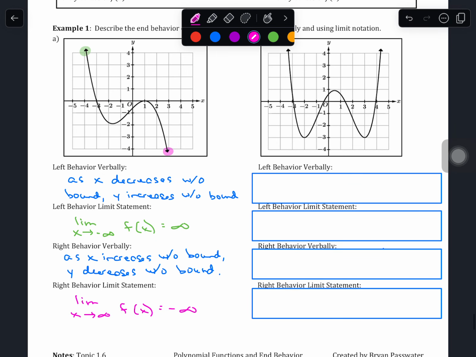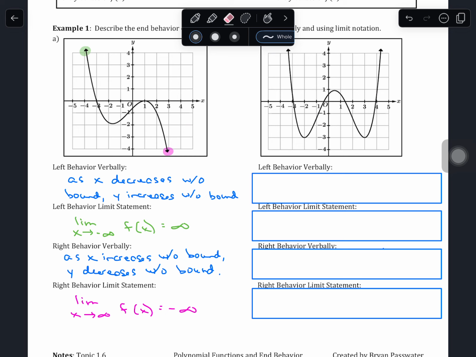Okay, go ahead, pause the video, and give example B a try using the verbal and the limit notation for both of them, left and right. Go ahead. Okay, so hopefully you had enough time. Please pause the video if you didn't, and let's go over our answers.